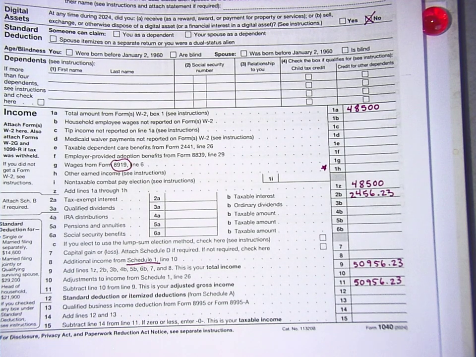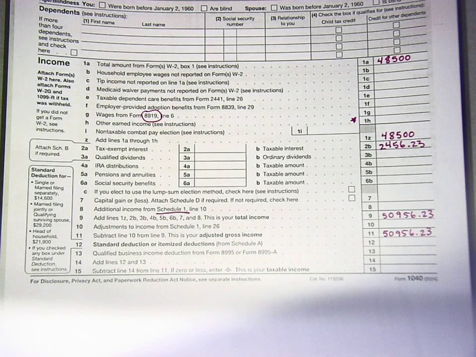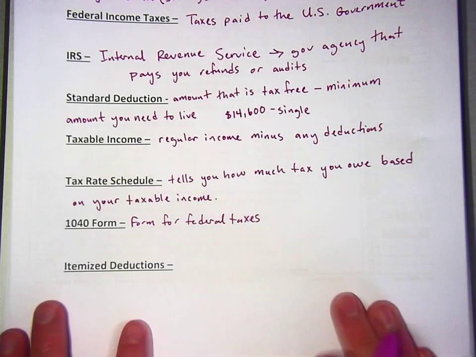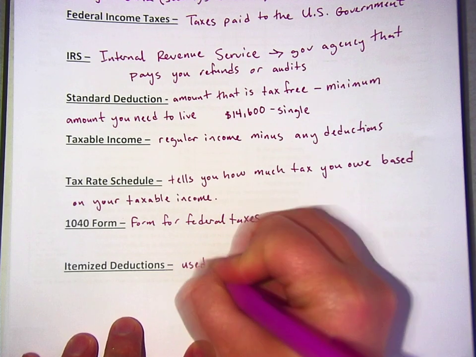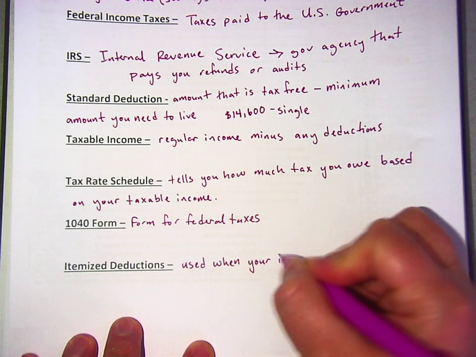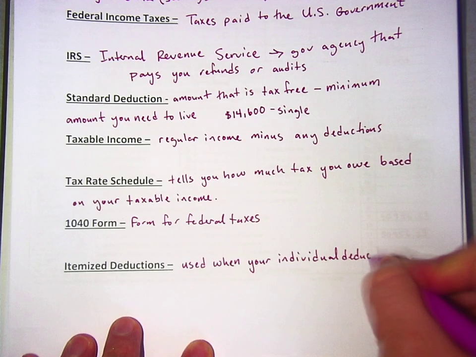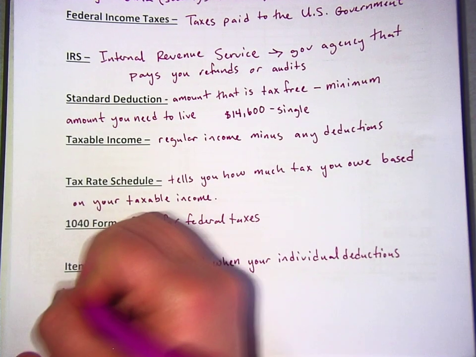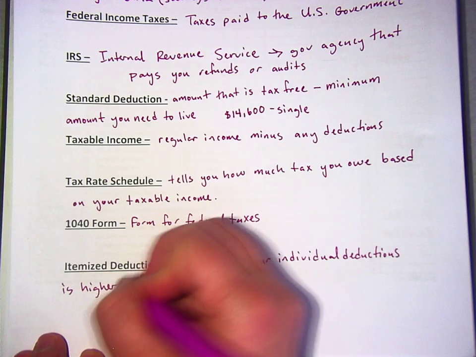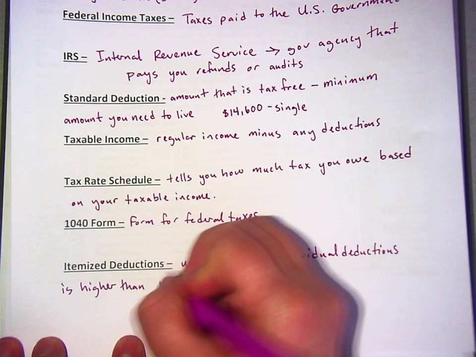Okay, then it says, what's your standard deduction? Or you can itemize your deduction. Itemized deductions, which I think are on here. Itemized deductions, this is especially used when your individual deductions are higher than the standard, what was it right now, 14,600?